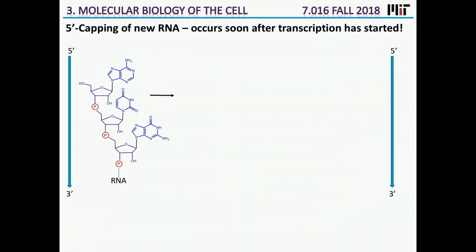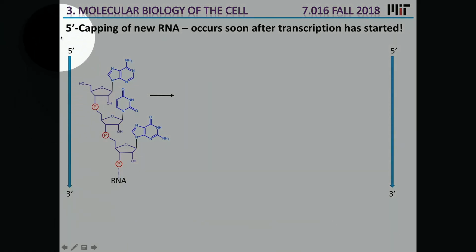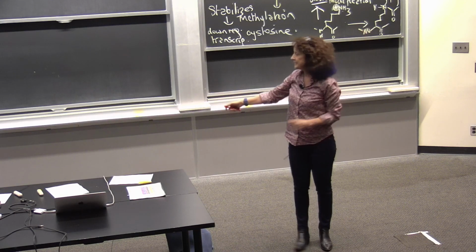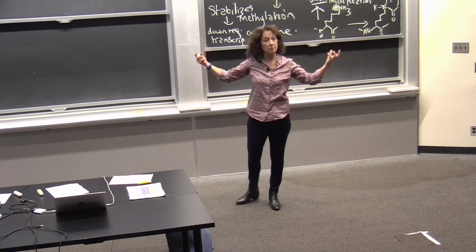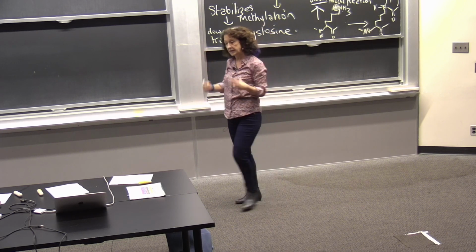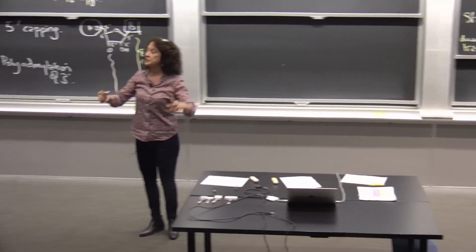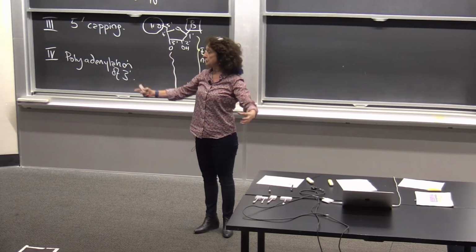So in 5' capping, you have this strand of pre-messenger RNA. Everything looks pretty happy. It's all in one piece. But the first thing that happens is 3 phosphates are added to that 5' OH group. So that's the start of this process. And this process actually happens while you're still transcribing the double-stranded DNA.